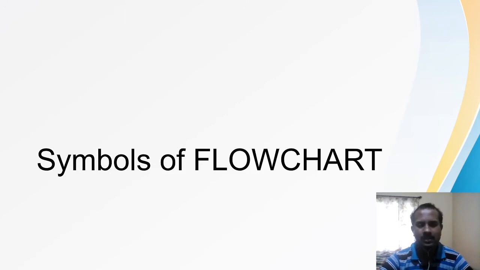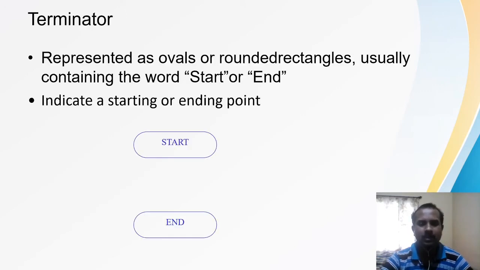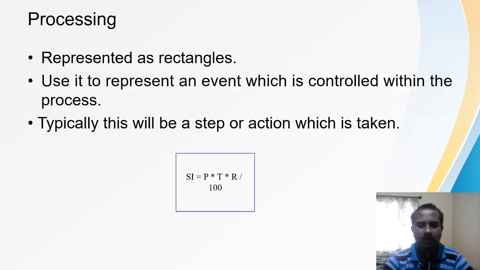So let us see the symbols of the flowchart. The first one is the terminator. The terminator is the oval shape or the rounded rectangle, which will have start and end. They mainly indicate the starting and the ending point of the flowchart.